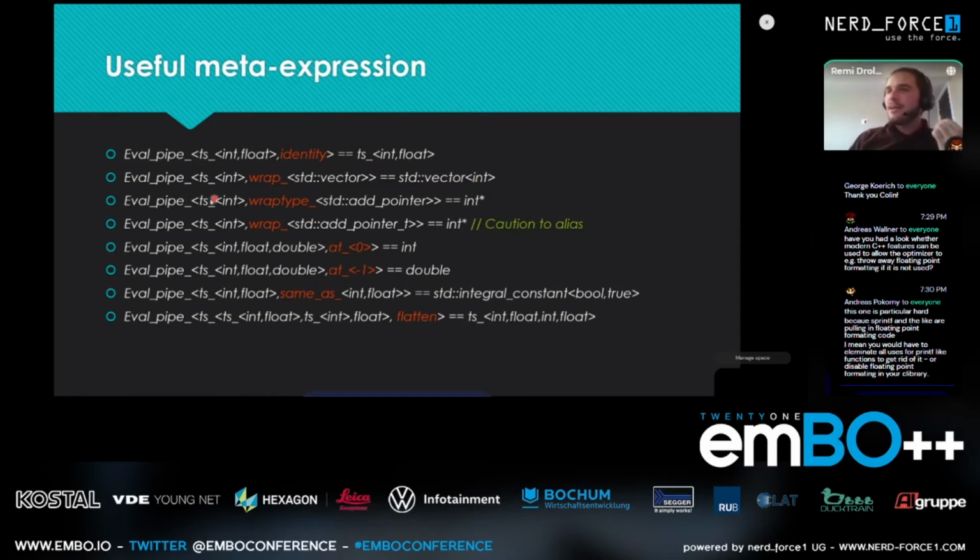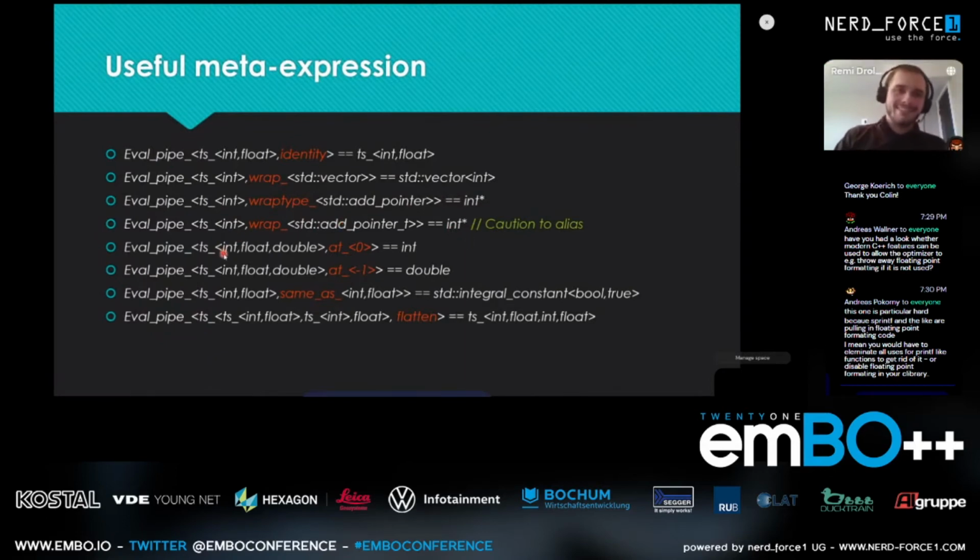So eval. So next is wrap type, which basically I already talked about. Std add pointer will receive an int, and I will get the type next. So it will be int pointer. So with an alias, we don't need to get the type. So it's std add pointer t. It will output int pointer.